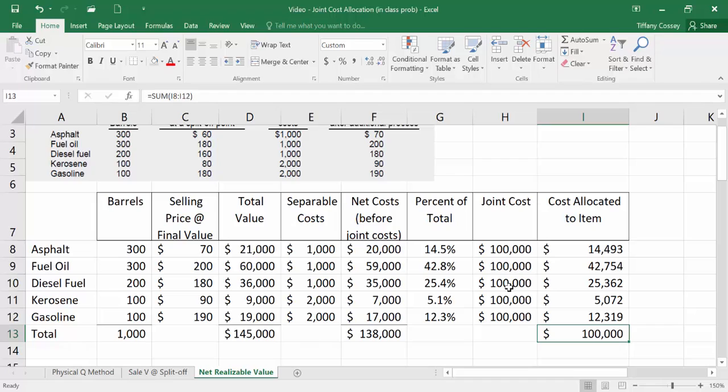So those are the three main methods of allocating joint costs. There will be another video going over a sim showing that and how it works practically.